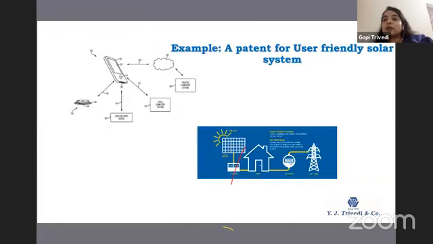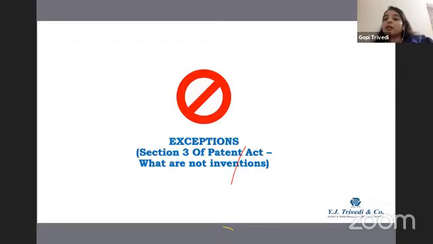I have a user-friendly solar system, wherein the brochure looks like the image on my right hand side. The drawing of the patent would look something like the image on my right hand side. I'm trying to make you familiar with how it is going to look.